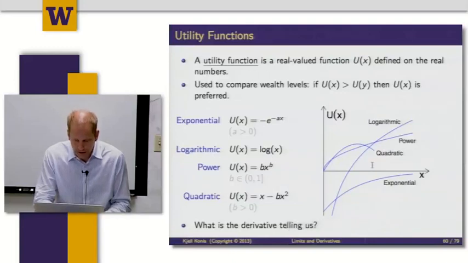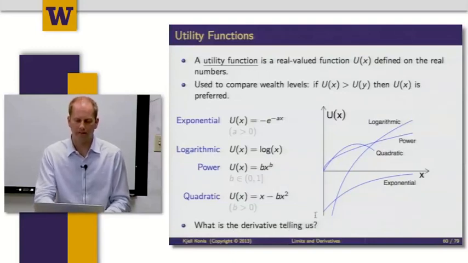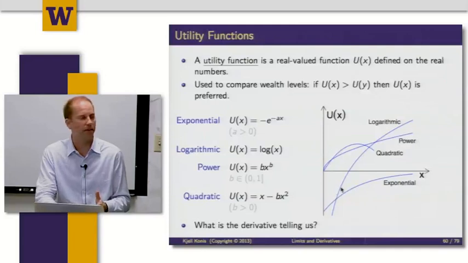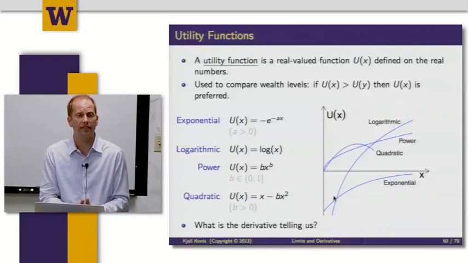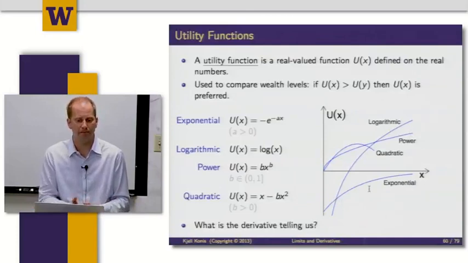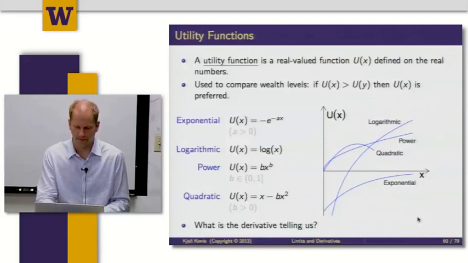So what is the derivative telling us? That's what I was trying to get at a little bit before. The derivative is telling us what is the slope of this curve at a point. So if the derivative is large, it means the curve is steep. It means that a little bit more wealth gives us a lot more utility. Whereas if I'm over here, a little bit more wealth hardly gives me any more utility. So the derivative is going to give me the relative change in utility for $1 more worth of wealth.